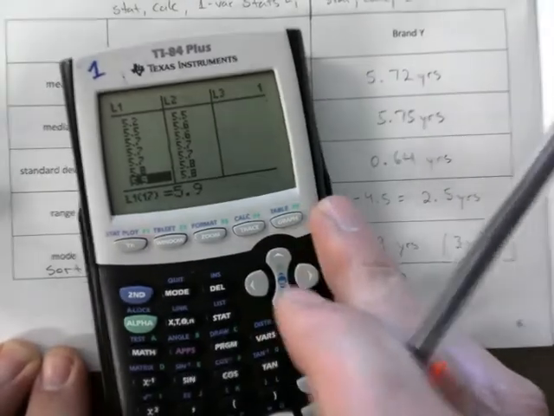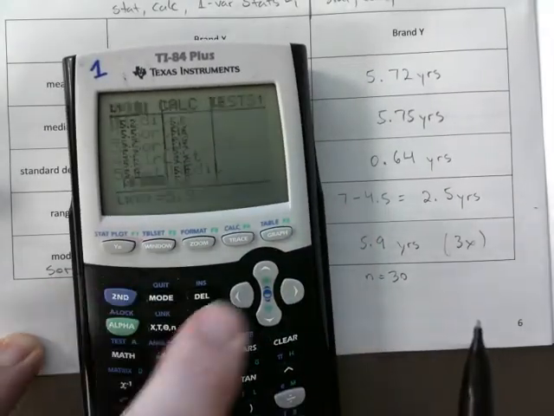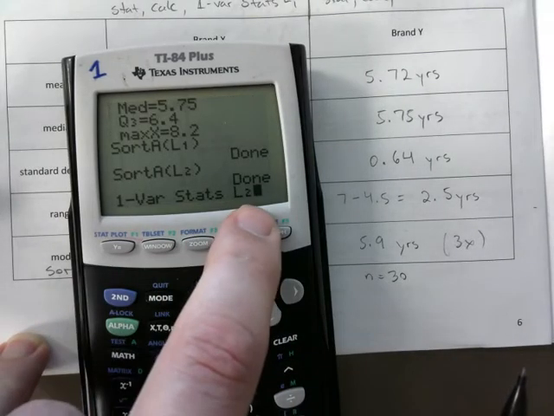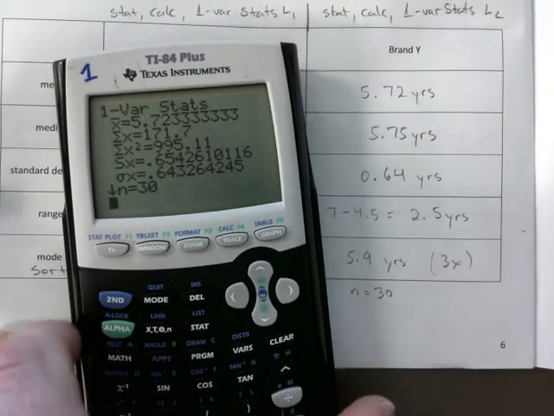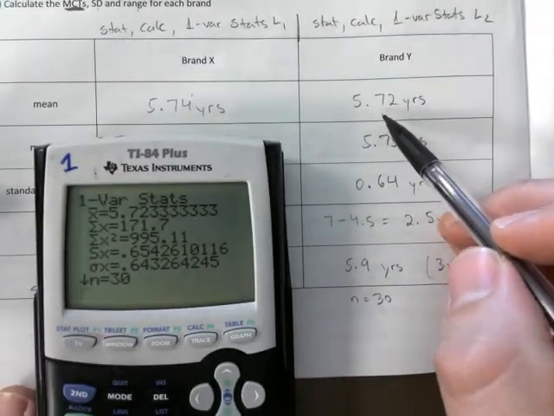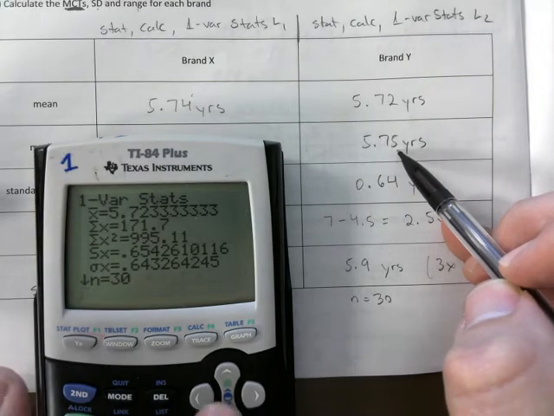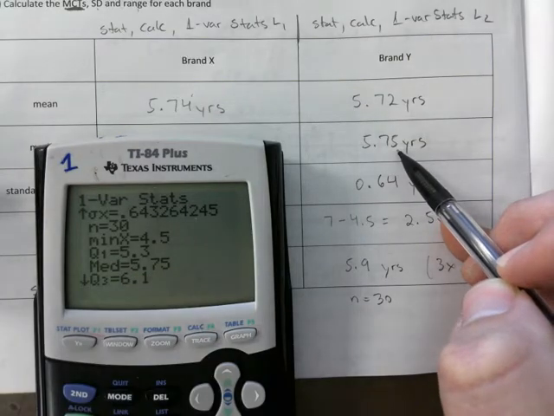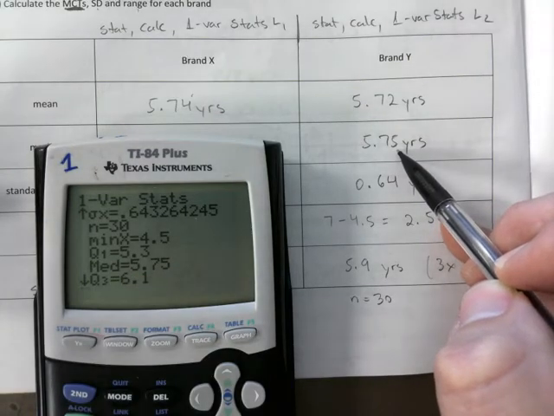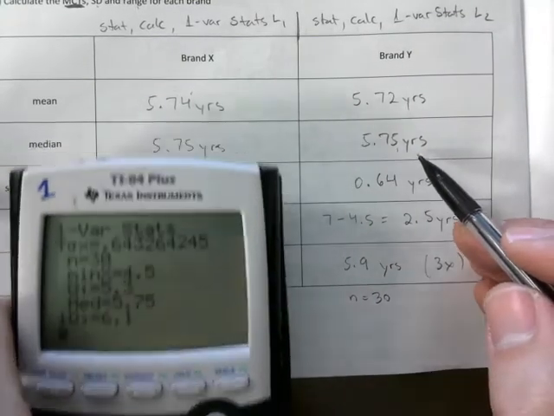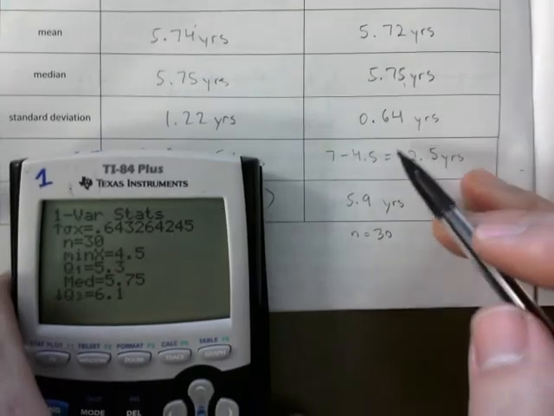I did the same thing for brand Y. So I'm going to go stat, calc, one variable stats, and I'm going to feed it L2 this time. And there I got 5.72. My median was also 5.75 right there. So what is that telling us? That half of the batteries last less than 5.75 and half of the batteries last more. Okay, that's what the median is telling us.